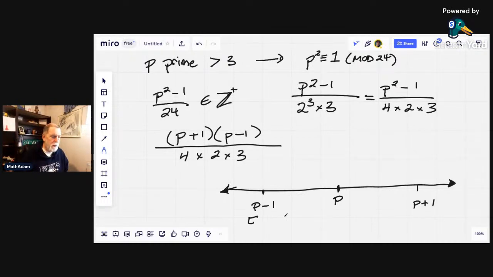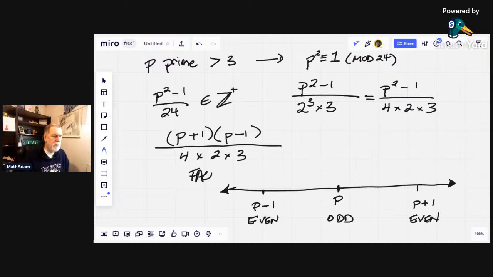Now, what do we know about these guys? Well, we know that P has got to be odd, because it's a prime number greater than 3. 2 is the only even prime number. So P is odd. So that means P minus 1 has got to be even, and P plus 1 has also got to be even. Meaning P is odd, we already determined that.